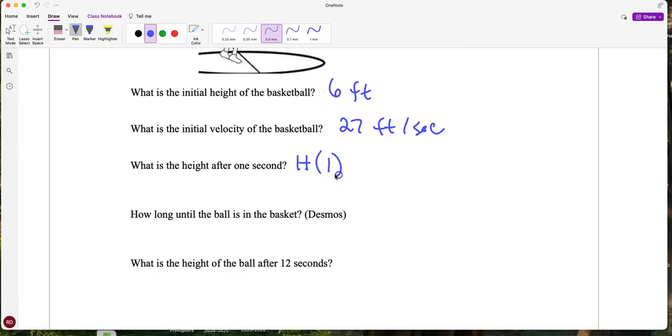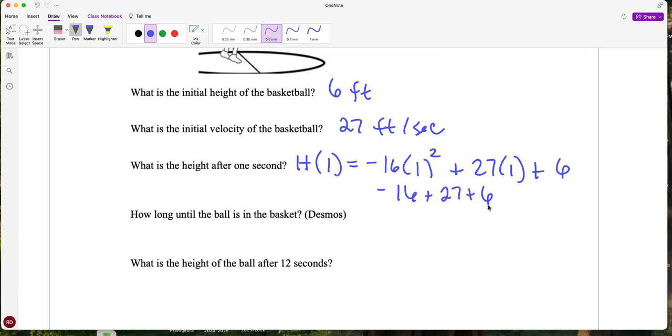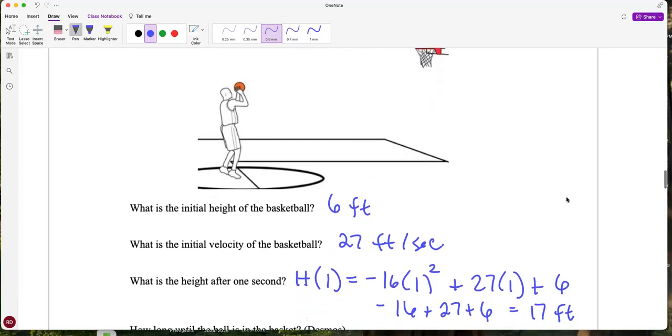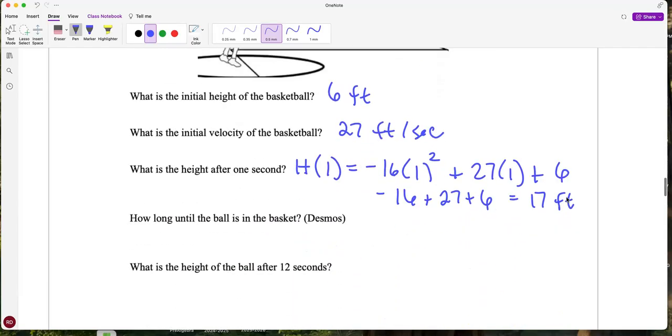What's the height after 1 second? So h of 1 is going to be negative 16 times 1 squared plus 27 times 1 plus 6. So this is negative 16 plus 27 plus 6, which is 17 feet. So after 1 second, the ball is at 17 feet. It started at 6 feet and made it up to 17 feet in that one second.